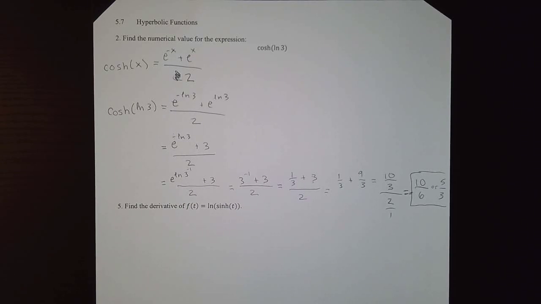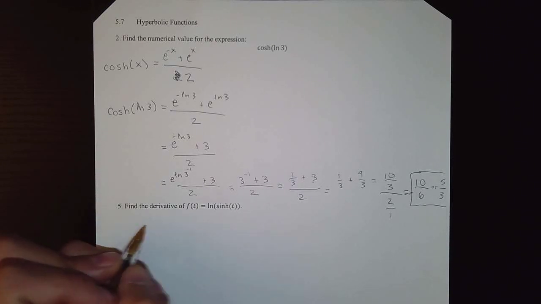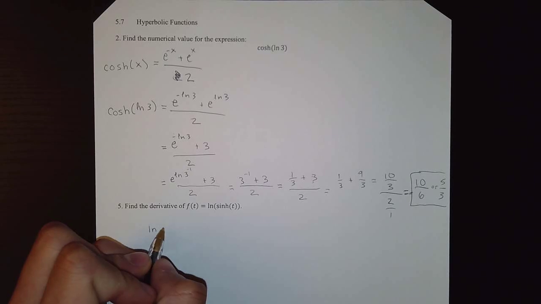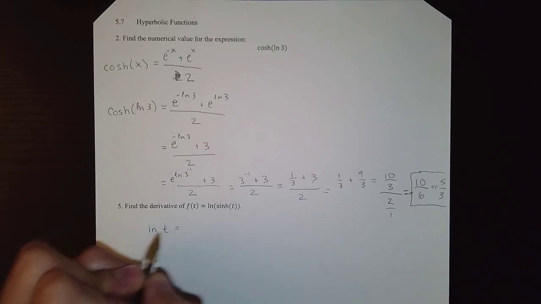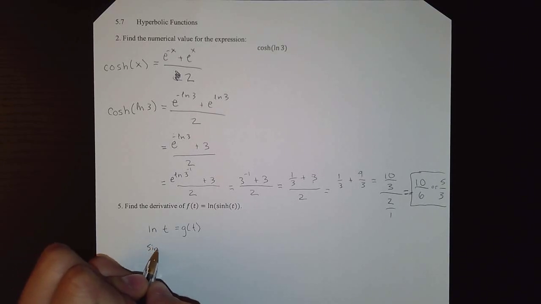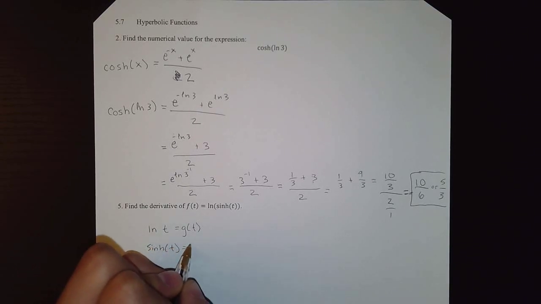Problem number 5 says, find the derivative of f of t if f of t equals the natural log of the hyperbolic sine function. And so how we want to start this is to figure out what rule we would use to differentiate. And the answer would be the chain rule. So observe that the natural log of t is our g of t, and sine h of t is our h of t.